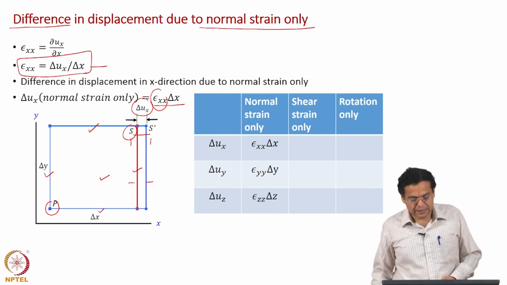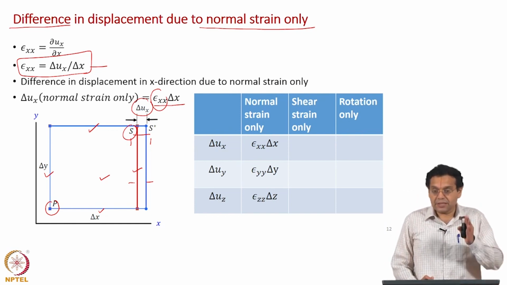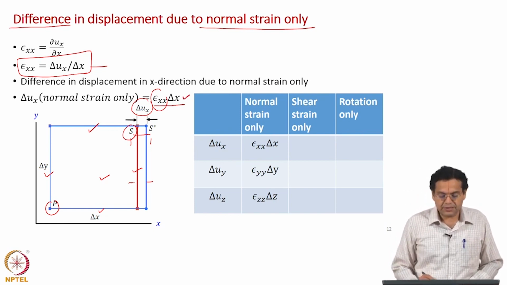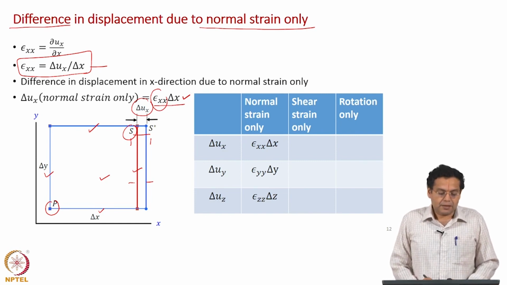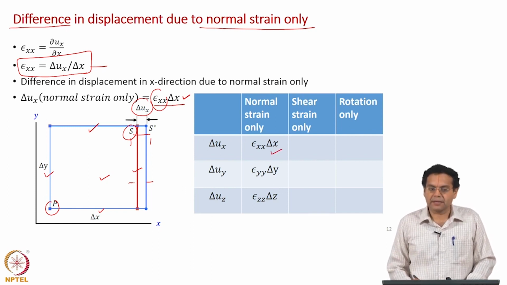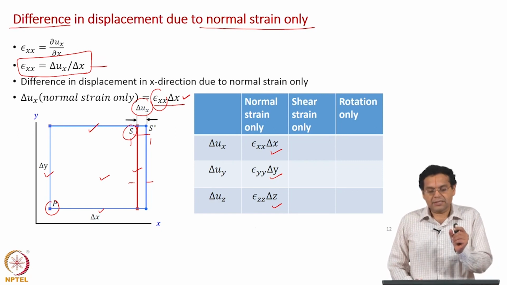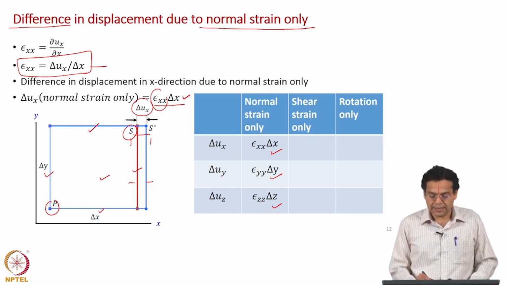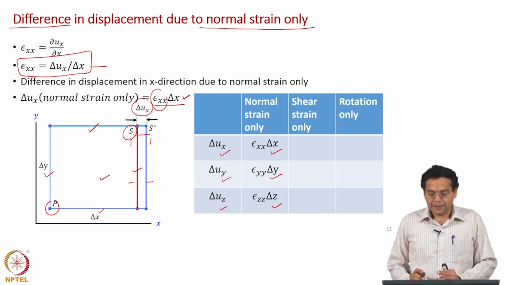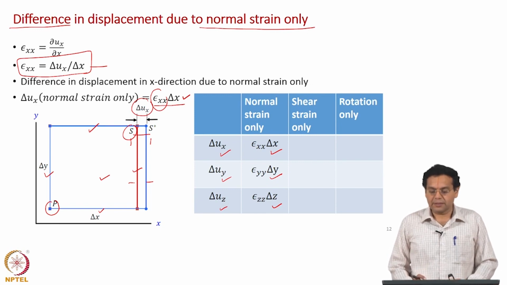Okay. And so, this expression gives you the difference in displacement along the x direction because of normal strain only, and that entry is made here. We have 9 entries to make, we have made 1 entry. Now, similarly, if you consider the y direction and z direction, we can fill 2 more entries. This table tells you the difference in x displacement because of normal strain along x axis, y axis and z axis, and one component is now completed.